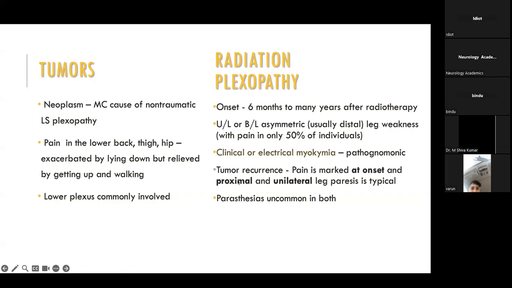This should be differentiated from tumor recurrence, which can also be a possibility. In tumor recurrence, the patient has marked pain at onset, and the involvement is proximal, compared to the distal leg weakness in radiation plexopathy. Here the weakness is unilateral, which is typical for tumor recurrence. In radiation plexopathy it can be unilateral or bilateral. And paresthesias are uncommon in both tumor recurrence and radiation plexopathy.